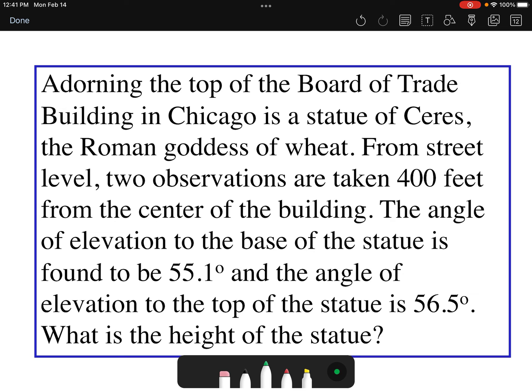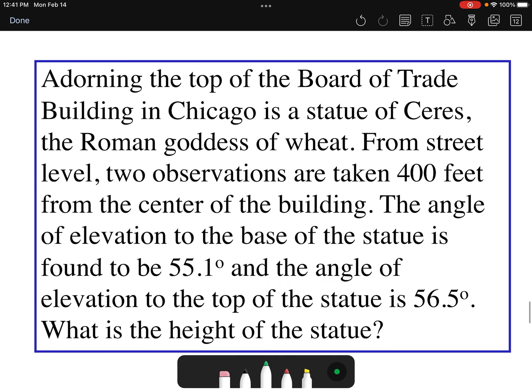Adorning the top of the Board of Trade building in Chicago is a statue of Ceres, the Roman goddess of wheat. From street level, two observations are taken 400 feet apart, 400 feet from the center of the building. The angle of elevation to the base of the statue is found to be 55.1 degrees, and the angle of elevation to the top of the statue is 56.5. What's the height of the statue?